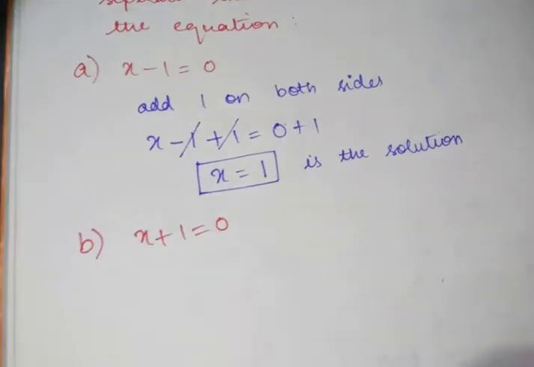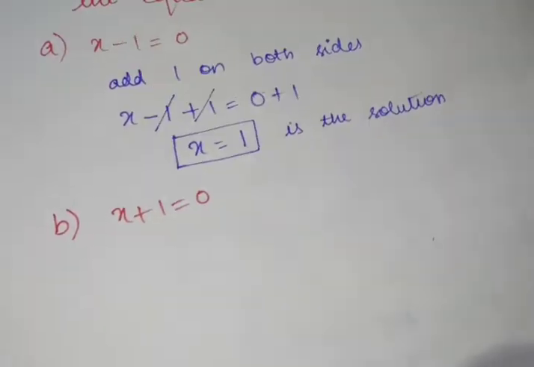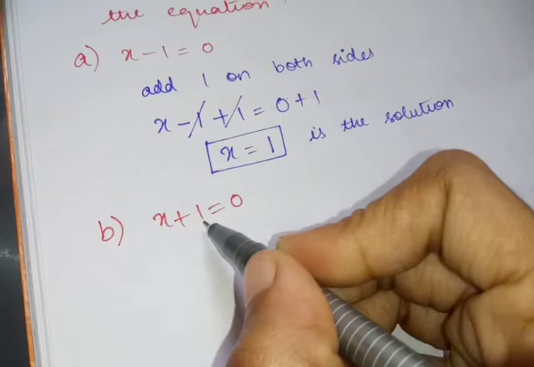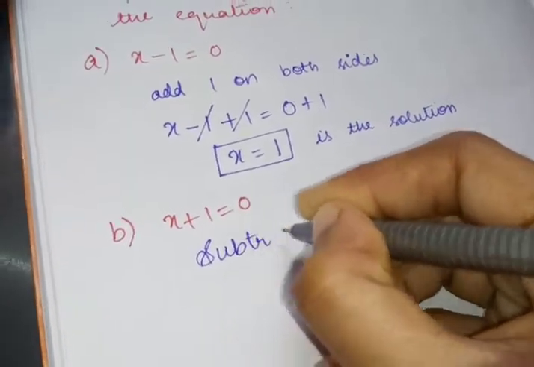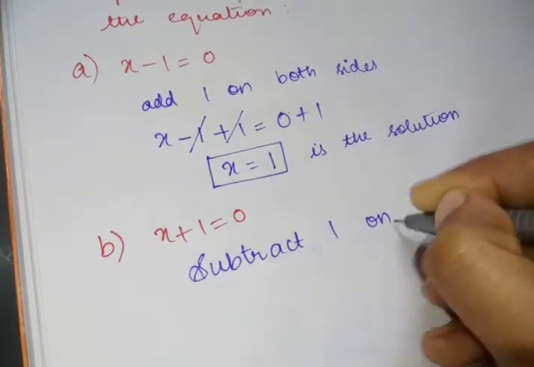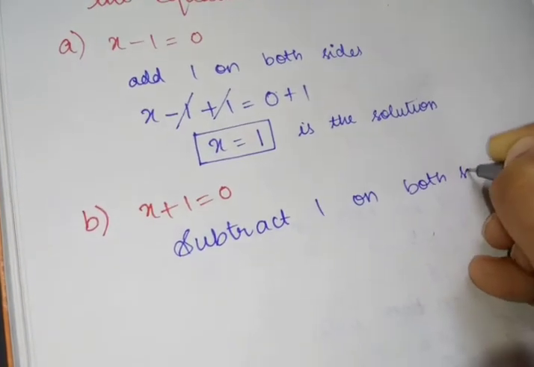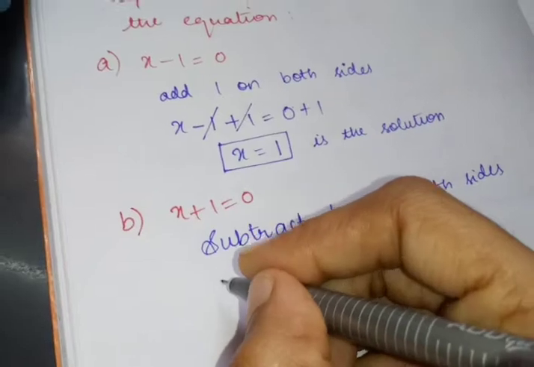x plus 1 is equal to 0. Next question is x plus 1 is equal to 0. So what will you do? Plus 1, how will you eliminate plus 1? Subtract 1 on both the sides. So plus 1, how do we eliminate? Minus 1 on both the sides.